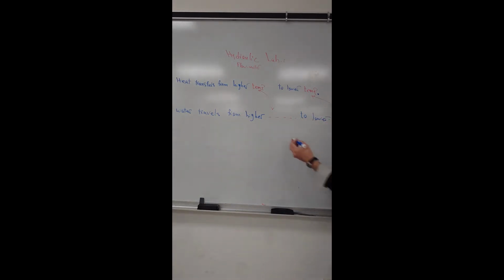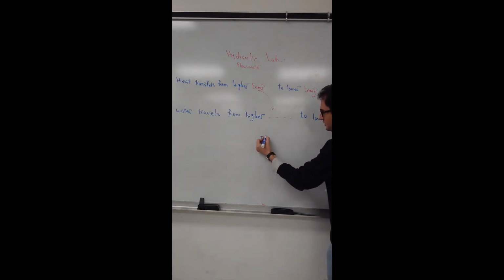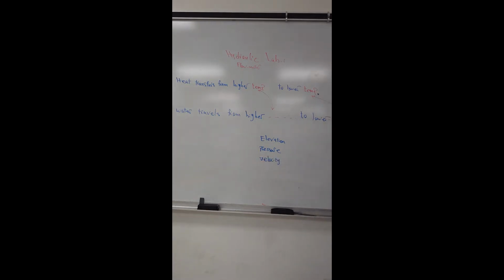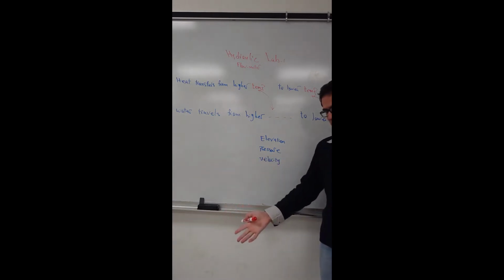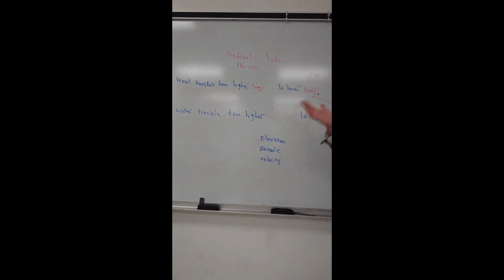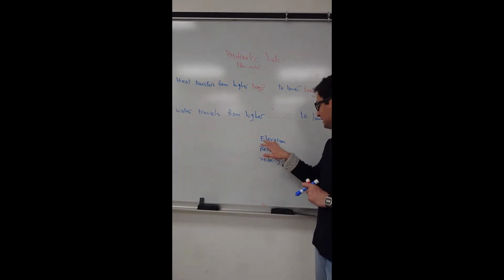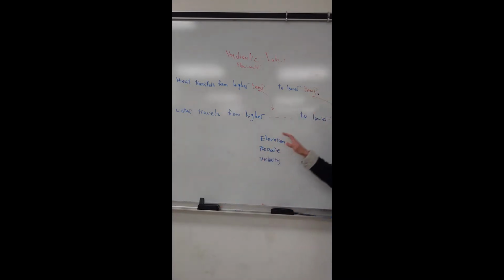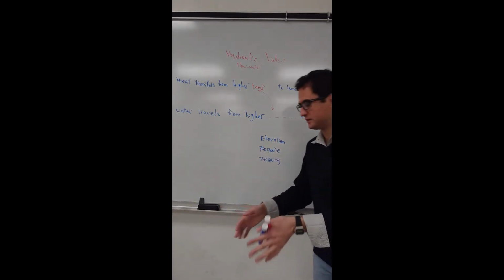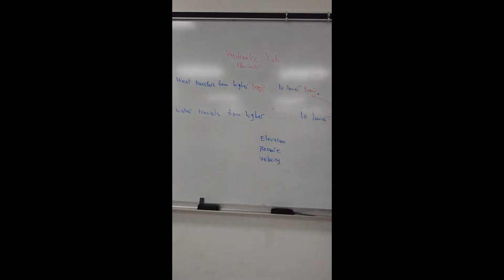It could be elevation, it could be pressure, and also it could be velocity. So simply you can send water from lower elevation to a higher elevation just by pressure, pumping the water to the higher land. And water simply can flow from higher elevation to lower elevation, and also you can send water from higher velocity to lower in terms of velocity.